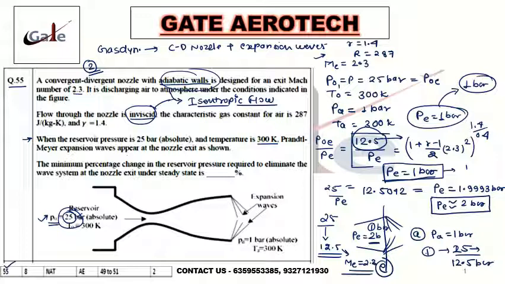We got 1 bar also, by changing the reservoir from 25 bar to 12.5 bar. What does it mean? We have reduced our pressure by 50%. If you divide 25 by 2, that means half, so a 50% change is required to eliminate this expansion wave. You can also match this: the answer is given as 49 to 51. That means you have to change the stagnation pressure by 49% to 51%.